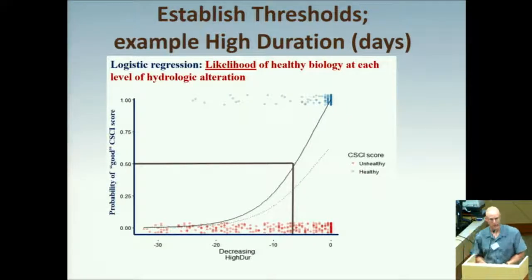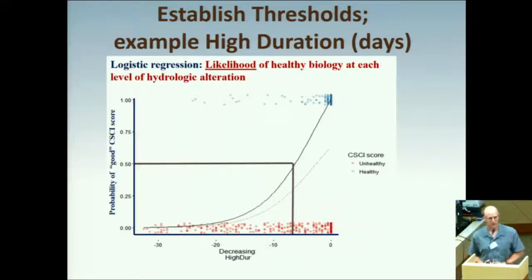And the way we do that is we use an approach called logistic regression. The reason that I personally like logistic regression is because it's a probability-based approach, which means as a scientist, I don't actually have to make a decision. I can push that off to the managers or the regulators.